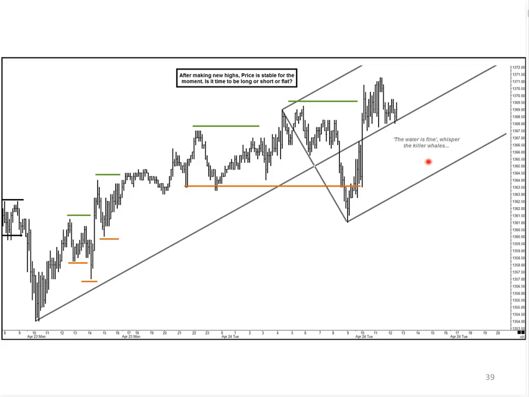The water's fine, whispers the killer whales. Come on in. The water's fine.